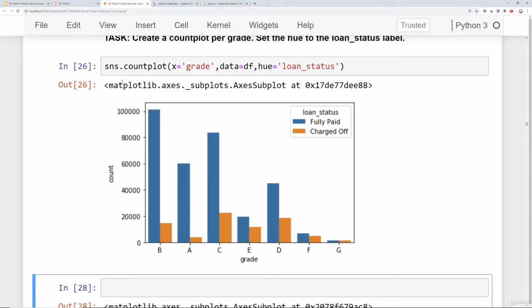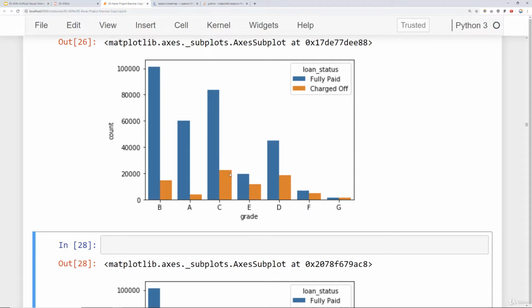We run that, and here we can see a kind of clear relationship, but what's a little hard to tell here is the ordering of the actual grades. So notice that we're starting with B and then going A, C, E, D, F, G. So it would be nice, and what we're going to do in the next task is actually have you figure out how to reorder these x-axis ticks. But essentially what this is showing is the percentage of charged off loans looks like it's increasing as the letter grade gets higher. So it looks like the best customers are given a grade of A, the second best given a grade of B, C, D, etc.